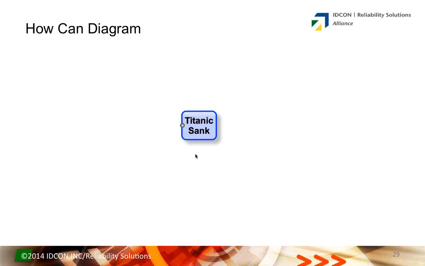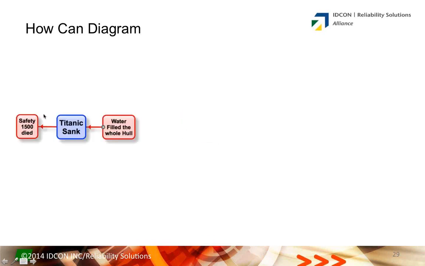And when I ask people why it sank, just about everybody in the room is going to tell me because it hit an iceberg. The question I have is, is that really why the Titanic sank? Because there are icebreakers every day throughout the world driving over icebergs and they don't sink. So why did the Titanic sink? So we look at the how-can diagram. This would be my trigger.